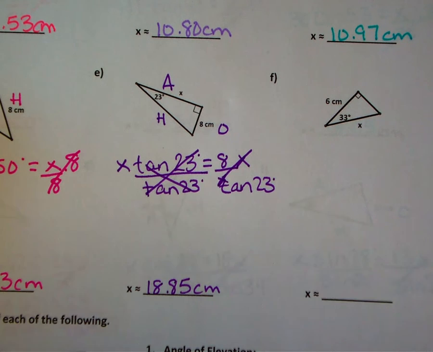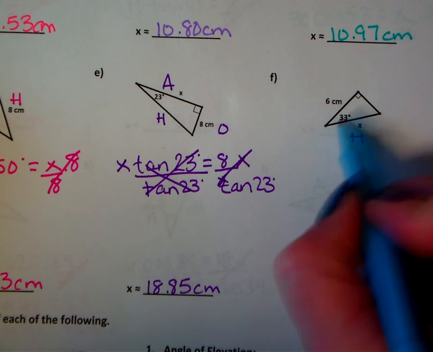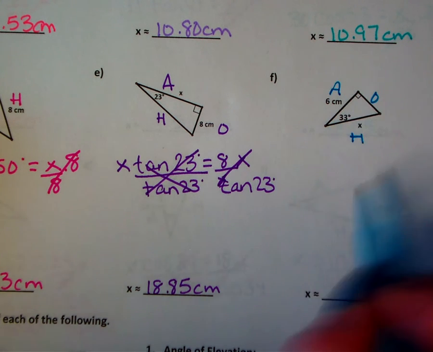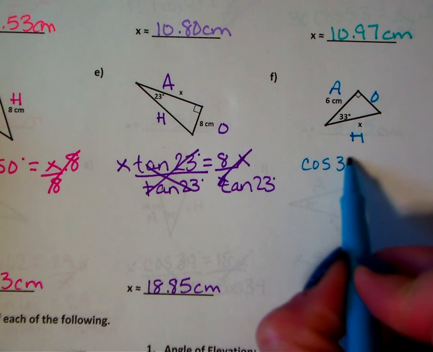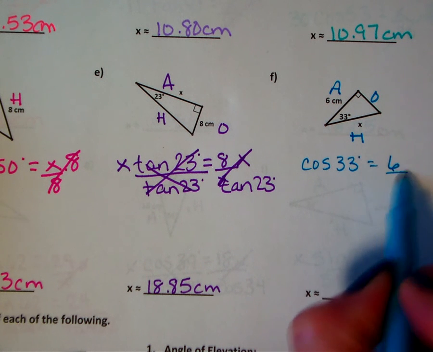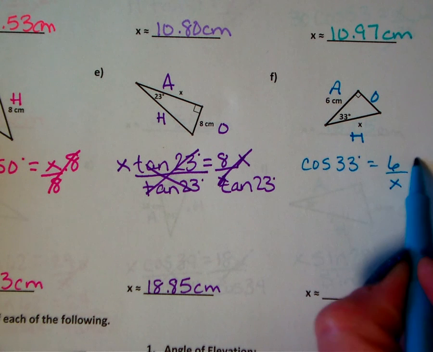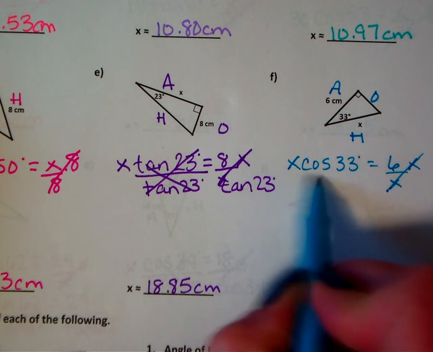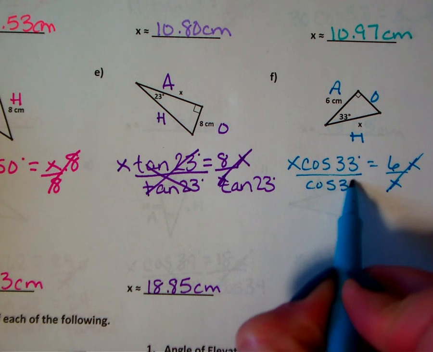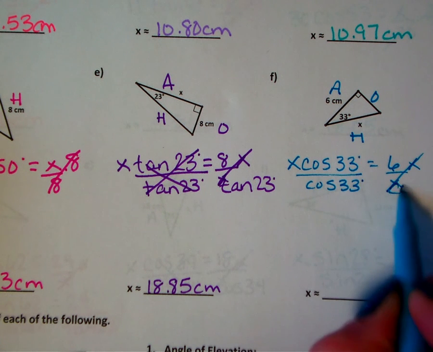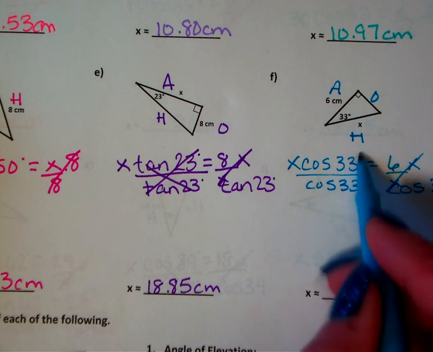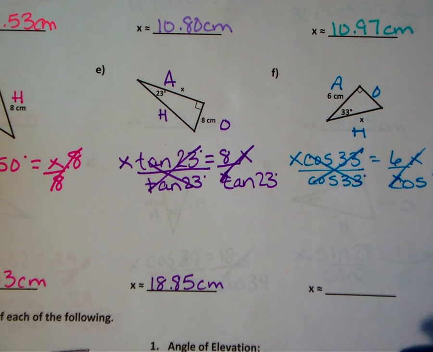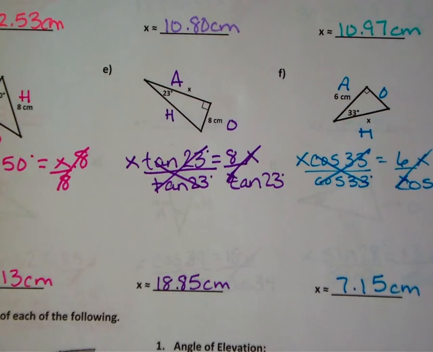Okay. Next one, hypotenuse, opposite side, adjacent side, which tells me that's cosine. So cosine of 33 degrees equal to the adjacent over the hypotenuse. So multiply both sides by x and divide by cosine of 33. So essentially you're just switching those, right? But I always get that initial statement first, okay? So x then, when I throw that in my calculator, I get 7.15 centimeters.